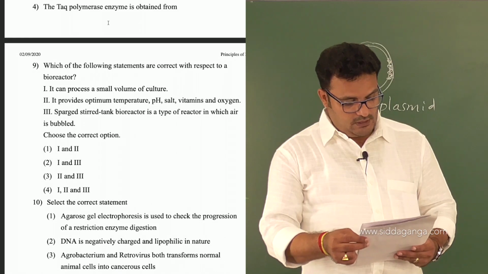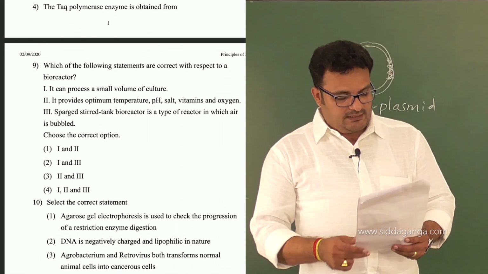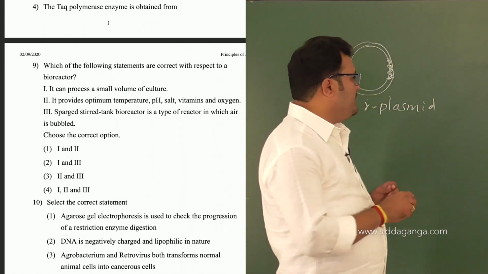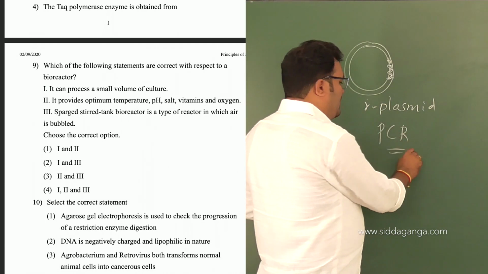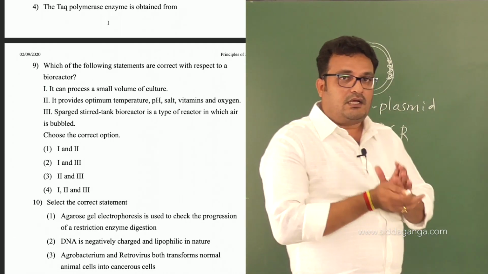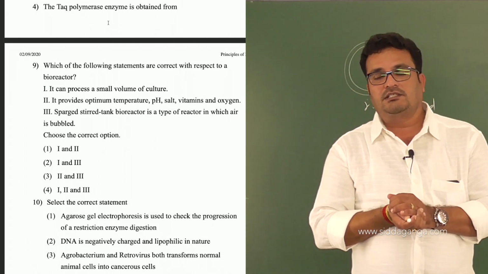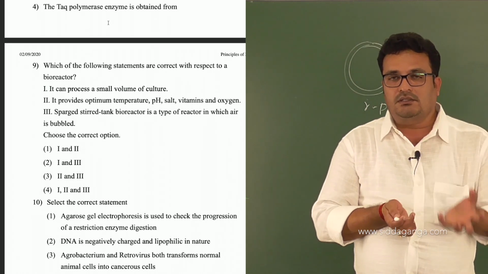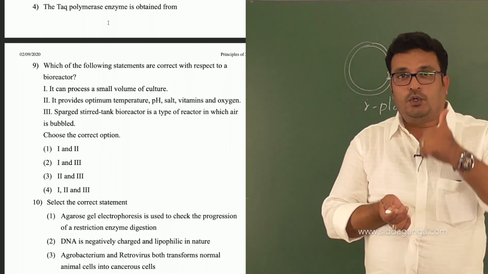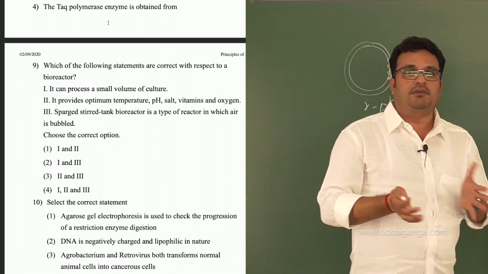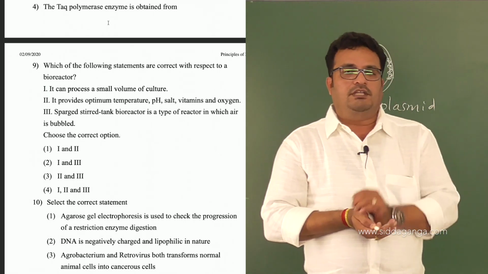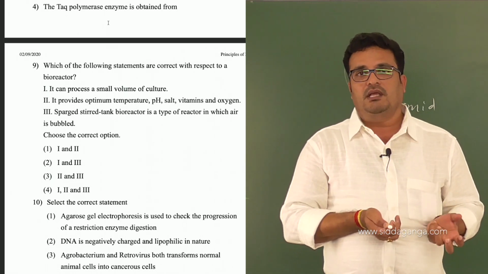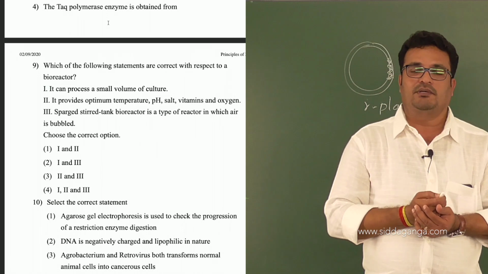Next question, the fourth one. The Taq polymerase enzyme is obtained from, while we are studying PCR, that is polymerase chain reaction. In PCR, Taq polymerase is the enzyme extracted from the bacterium Thermus aquaticus, because it can withstand or tolerate extreme temperature. The bacterium lives as a thermophile, which can tolerate extreme temperature.